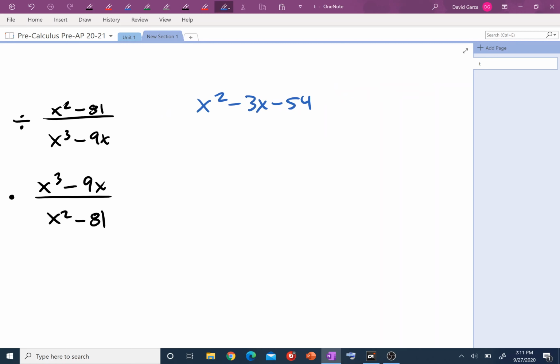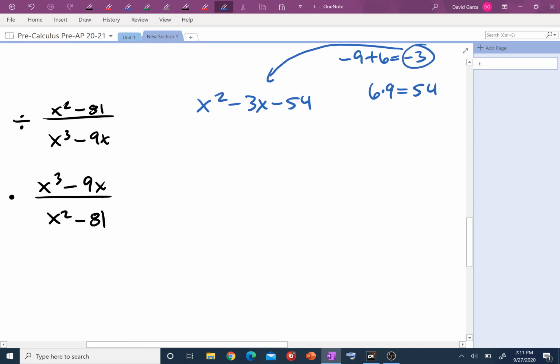So here, what are the factors of 54? Well, you can write out all of the factors, but the first one that comes to mind that might work would be 6 times 9, right? 6 times 9 gives me 54. And I know that one of these terms has to be negative, and that's what we had to figure out. Well, in this case, negative 9 plus 6 gives me negative 3, which is this middle term right there.